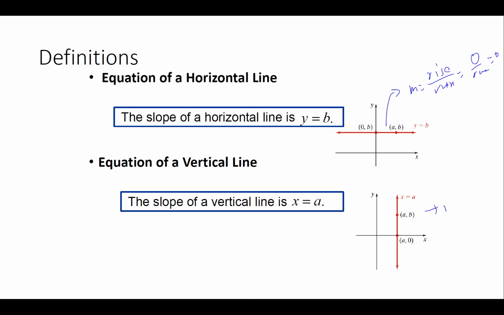For the vertical line, if you try to find the slope, there will be some rise, any rise. But for the run, there is no run, because as you can see, the x value would always be the same. So the run would be 0. That's the reason for the vertical line the slope would be undefined. And this is how we write the vertical line, and this is how we write the horizontal line.